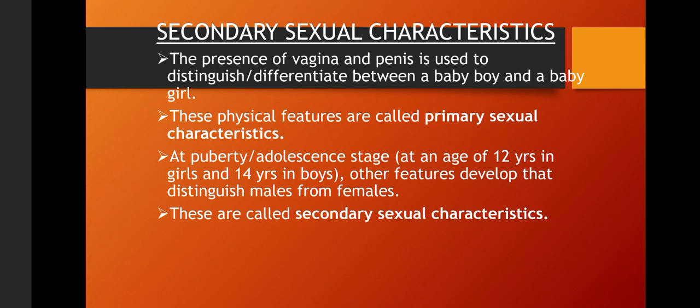Grade 7 learners, I want you to understand that when a child is born, the presence of vagina and penis is normally used to differentiate or to know whether the baby is a boy or a girl. These physical features, we normally call them primary sexual characteristics. At adolescent stage, however, which normally begins at an age of 12 years in girls and between the age of 13 and 15 years in boys, other features normally develop that help us to differentiate the boys from girls. These features, we normally call them secondary sexual characteristics.